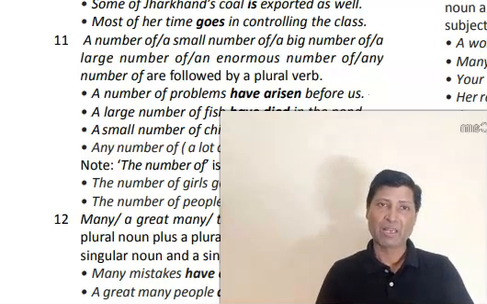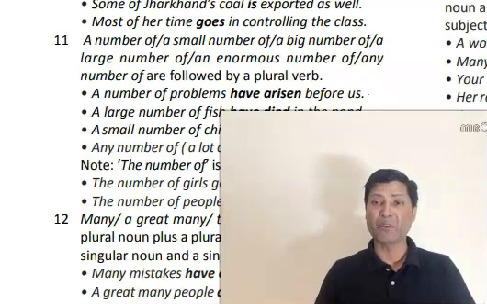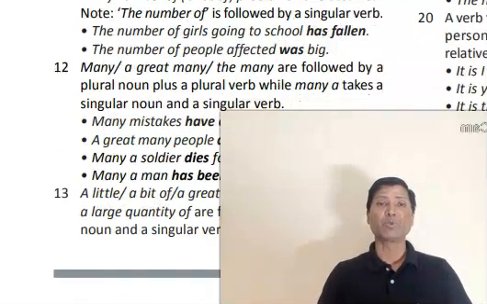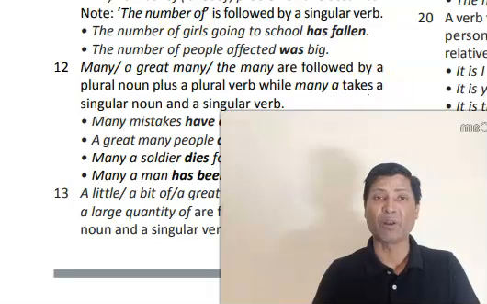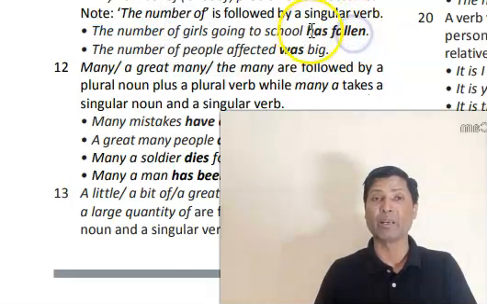So here, a number of problems have arisen. But if you are replacing a with the, the number of is followed by a singular verb: the number of girls going to school has fallen. So here the number is singular, and therefore the verb is also singular. Here, has fallen.